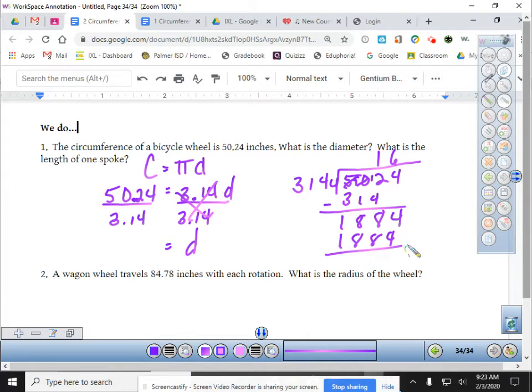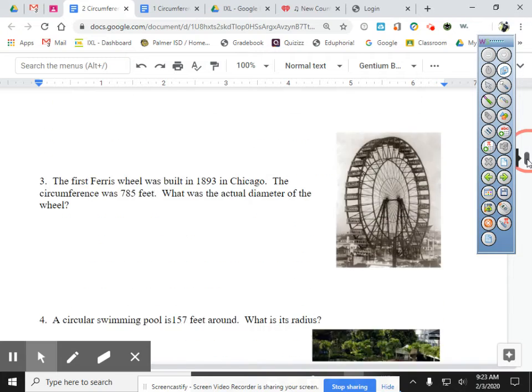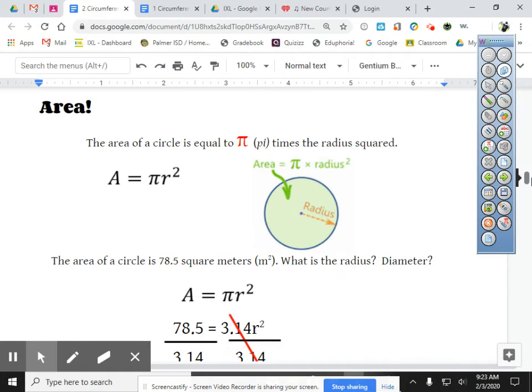So 50.24 is the circumference. What is the diameter? 16. What is the length of one spoke? 8. Are we good? Yes. Good, because I want to move on to area. It's a little bit more, and it's new. So turn the page.